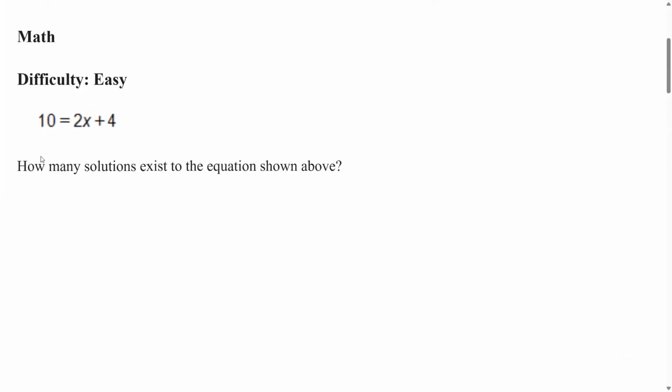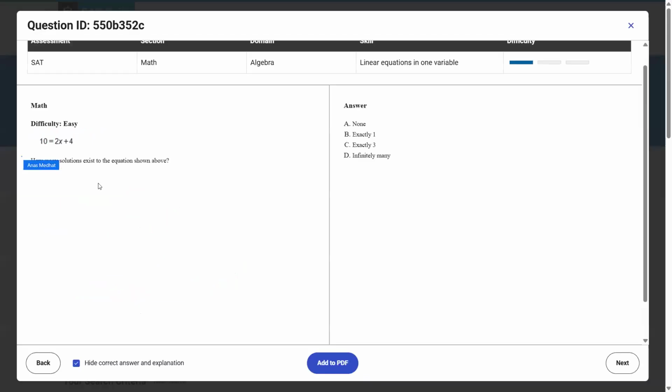How many solutions exist to the equation shown above? Let's see. I think only one solution, right? 6 is equal to 2x. Divide both sides by 2, so 3 is equal to x. Exactly 1.